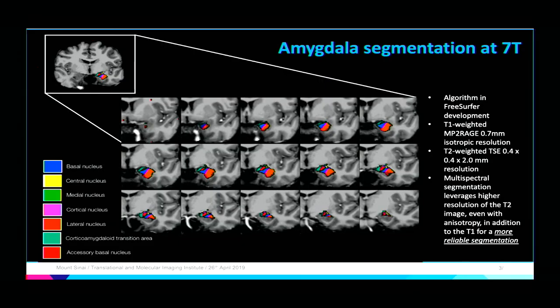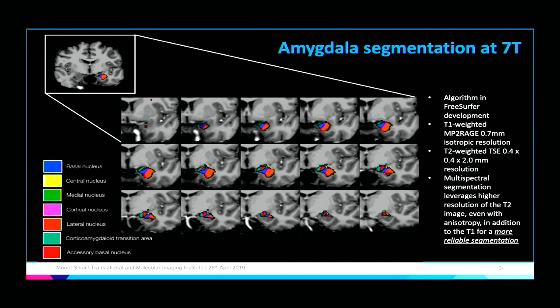So using our increased resolution at 7 Tesla and a recently developed algorithm by FreeSurfer, what we can do is segment the amygdala into its constituent subnuclei. How we did this is we utilized the T1 weighted MP2RAGE and the T2 weighted TSE image to put the images into a multispectral segmentation, which leverages the increased resolution of the T2, even with its anisotropy, and we get a pretty reliable segmentation.